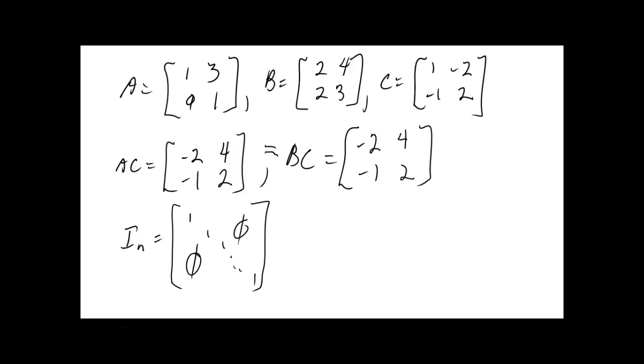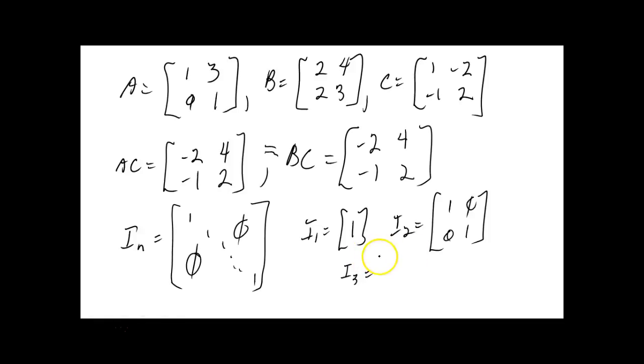Okay, so give me what I sub 1 is. 1. Not much of a matrix there. I sub 2 would be 1, 0, 0, 1. Okay, and I sub 3. 1, 0, 0, 0, 1, 0, 0, 0, 1. I feel like a computer. Okay, all right. So there's your identity matrix.